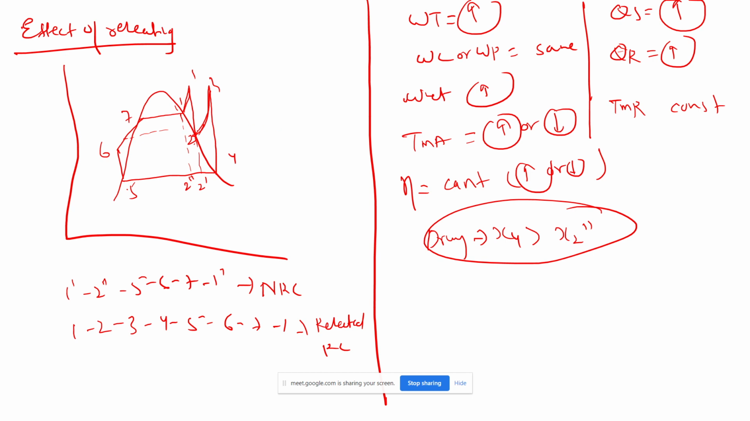We have to calculate point 2, and based on point 2 we will get the temperature of point 3. That also we have to calculate, but the main point is 2 only. It will depend on this point whether it will increase or decrease. Okay.